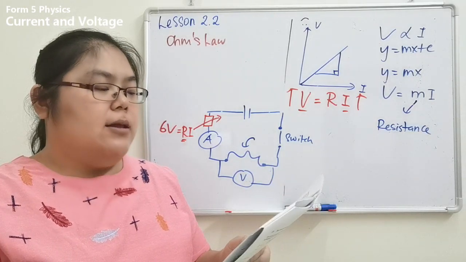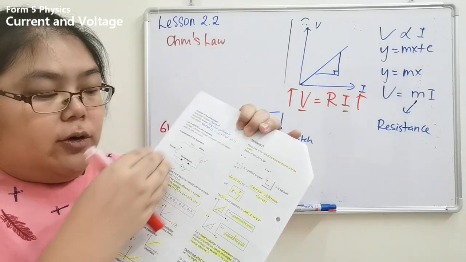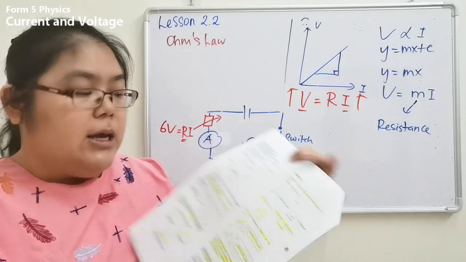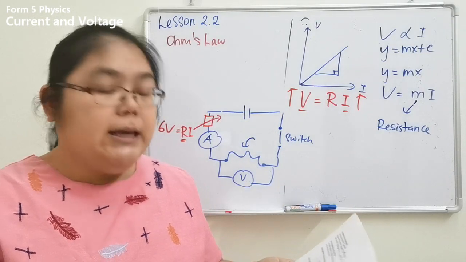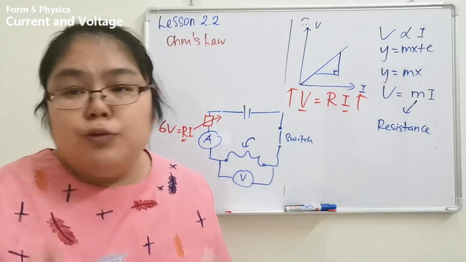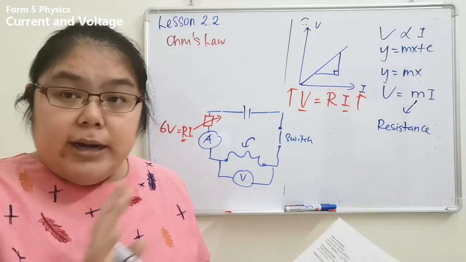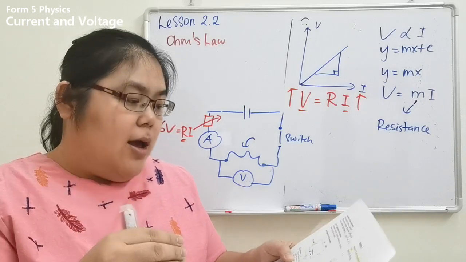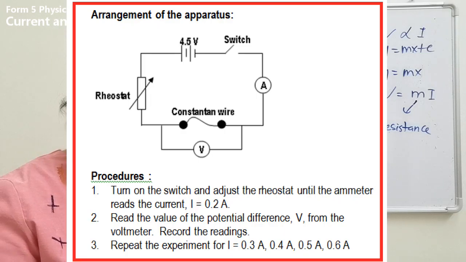After that you must draw. Follow here, there is a simple drawing. This one we call a schematic circuit. You must draw properly. Although you do not know how to draw properly, you just label. You label and the connection must be correct. The ammeter must be in series, then the voltmeter must be in parallel.